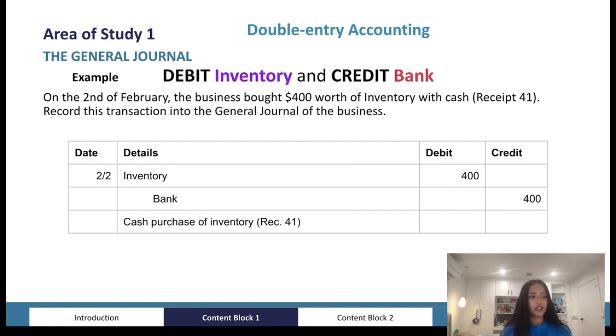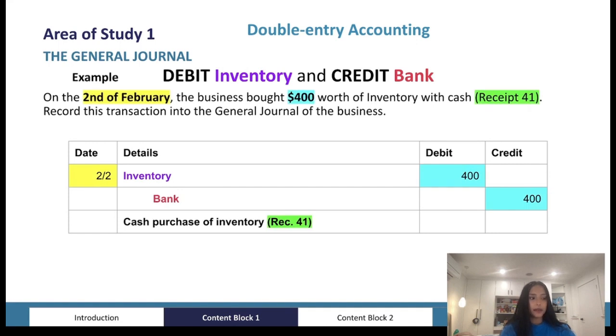There's a few things to note here. We have the date that the transaction occurred, which is the 2nd of February, in the first column. The first line is to debit inventory, and under details you can see the account name inventory, and then the debit amount 400 is in the debit column. And the second line is to credit bank. So the account name bank is in details, and the credit amount $400 is in the credit column.